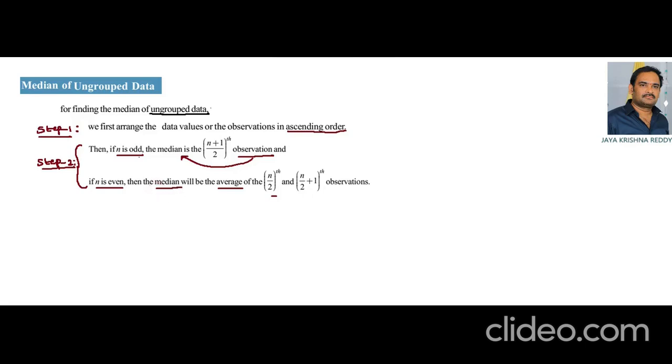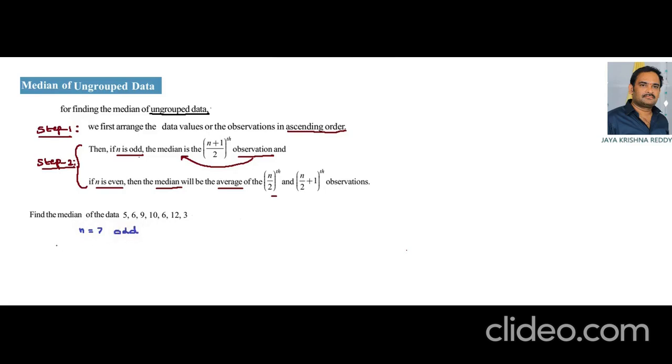For example, find the median of the data 5, 6, 9, 10, 6, 12, 3. First count the number of observations. How many are there? 1, 2, 3, 4, 5, 6, 7. So the number of observations, small n, is 7. The total number of observations is 7, which is odd.